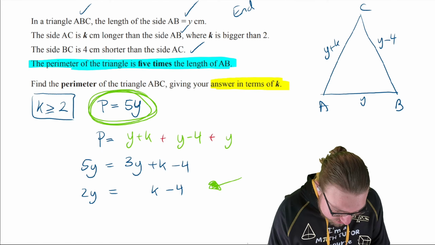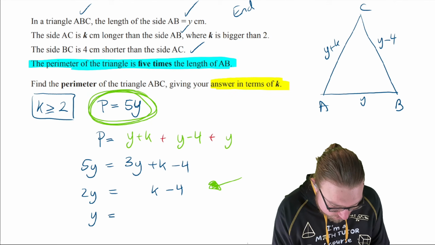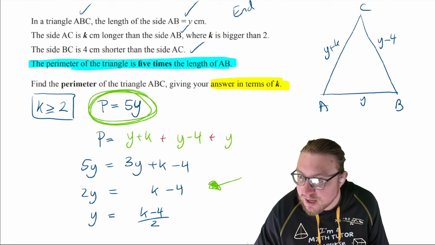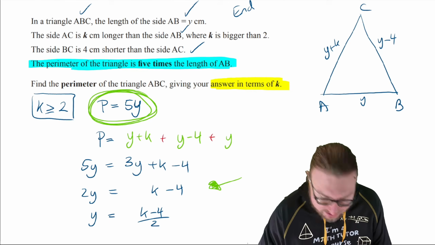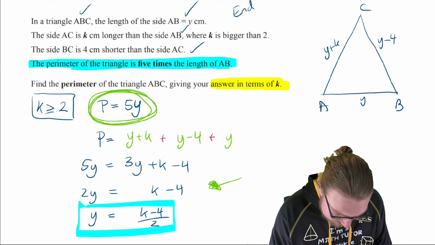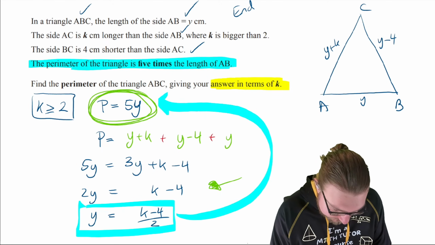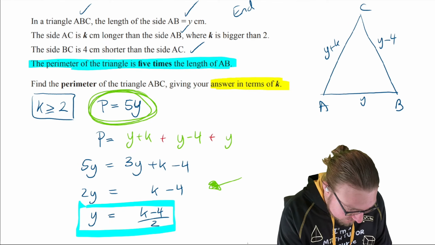So what do we need to do? We can divide both sides by 2, which will give us y is k minus 4 divided by 2. And now what can we do? Now we know what y is, which is this part here, and we can substitute that back into the y here at the top. So let's do that.